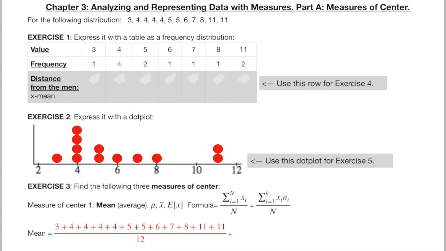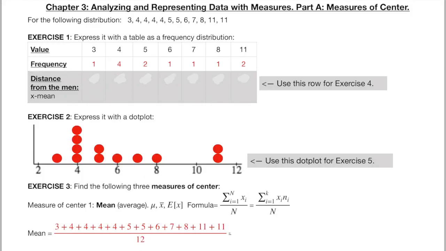A common mistake here, especially when students look at the frequency distribution, is dividing by 7, because they see 7 different values here. There are 7 different values, but some of them have repetitions. You need to count the repetitions. In other words, you need to involve the frequencies.